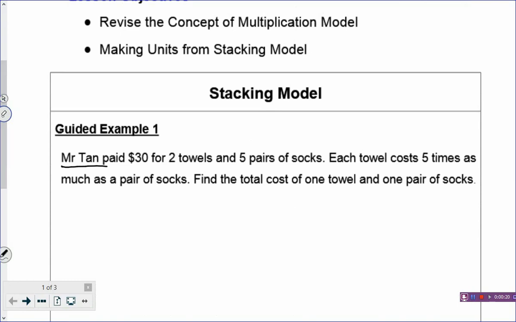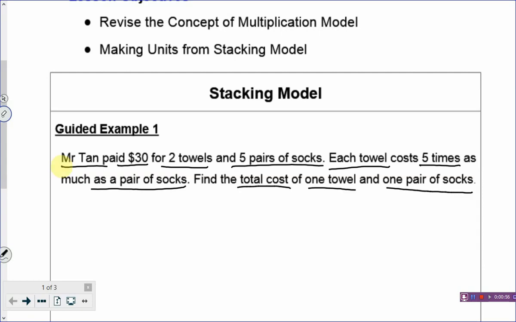Mr. Tan paid $30 for 2 towels and 5 pairs of socks. Alright, so you have two kinds of things, and we also know how many of each type. There are 2 towels and there are 5 pairs of socks. So I can start to maybe consider stacking model if I want to think about what kind of model to draw. Now keep reading. Each towel costs 5 times as much as a pair of socks. Oh, isn't that your multiplication model, right? You have 5 times, so you're going to draw a multiplication model later. All right, find the total cost of 1 towel and 1 pair of socks.